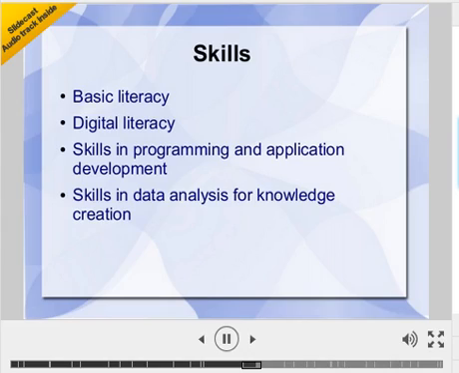And then the fourth one, which is really interesting, is the skills in data analysis for knowledge creation. So you might have access to data and all sorts of things are coming around, but how do we analyze this data? How do we analyze it quickly, make it relevant, to make some use of it so that we can actually apply it to what's going on around us?